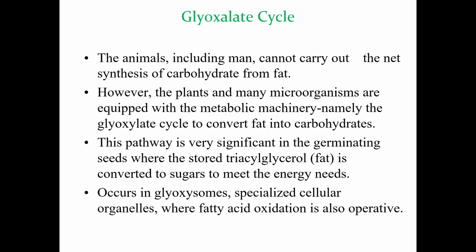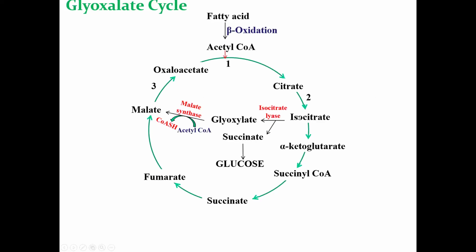But some derivatives of the fat can be converted into carbohydrate, but as such fat that is converted into acetyl coenzyme A, this acetyl coenzyme A is unable to convert into the carbohydrates, and it can only convert in the plants and the microorganisms. So what is the cycle? This is the cycle of the TCA cycle, you know it very well.